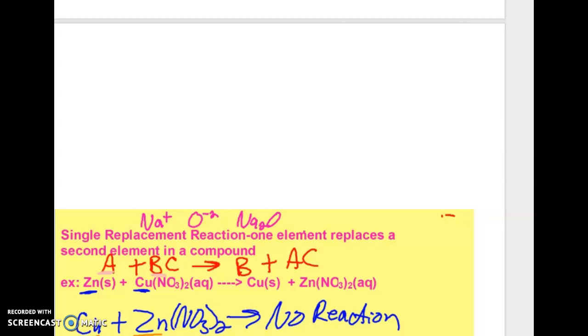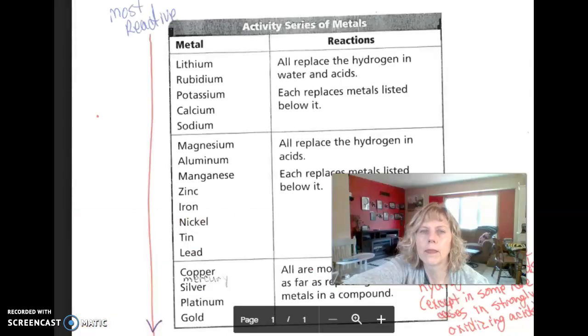So here's the question. Why doesn't this work in the reverse reaction? If I put copper with zinc nitrate, why doesn't the copper bump the zinc off of there? Well, there's a really important piece of information that we need to look at, and I'm going to share that with you. I've linked it to the HyperDoc, so you have access to something called the activity series chart.